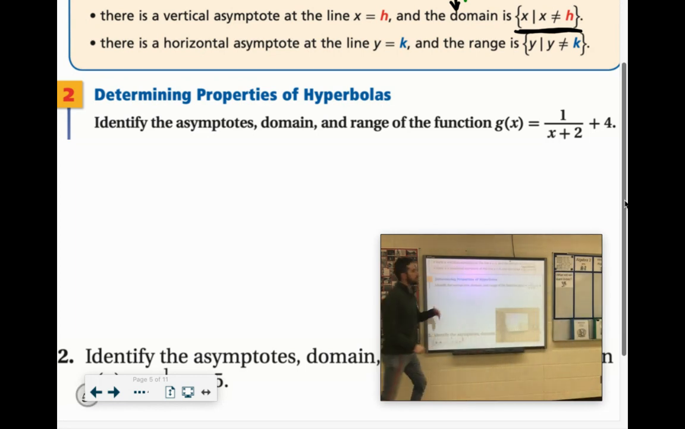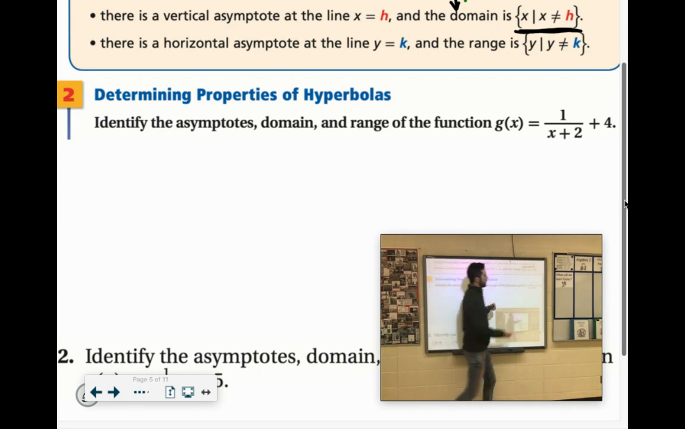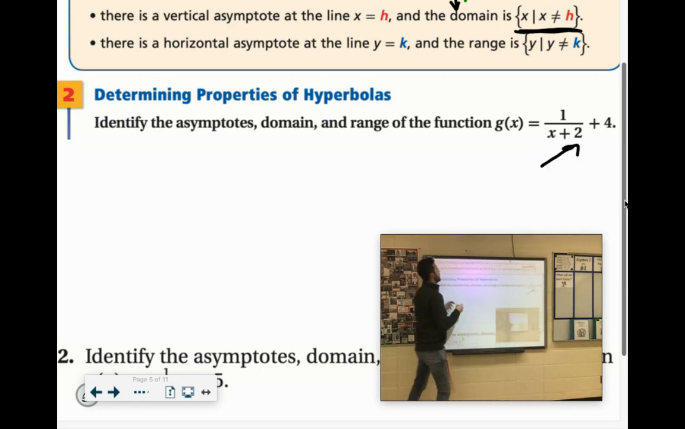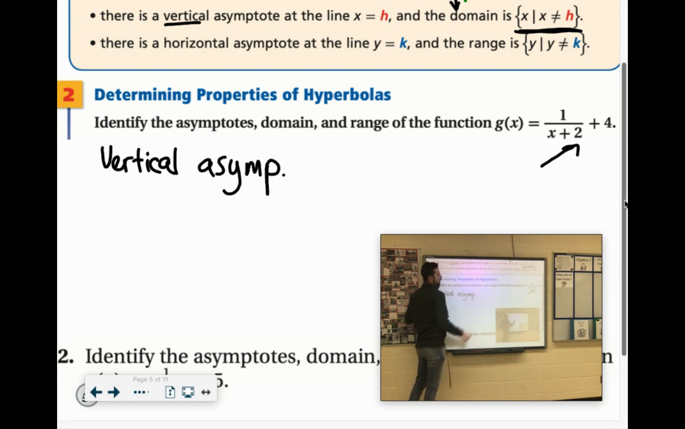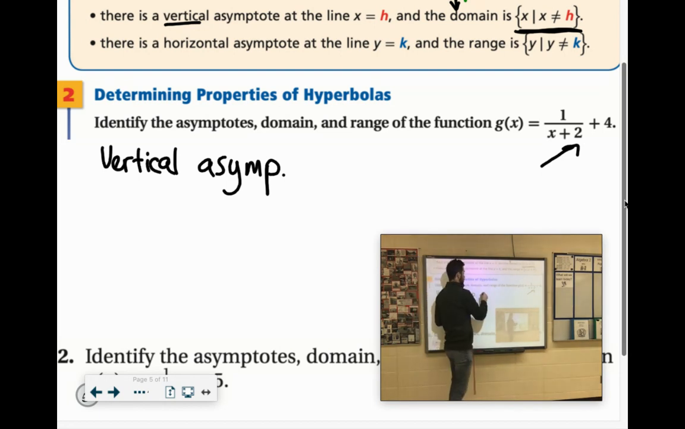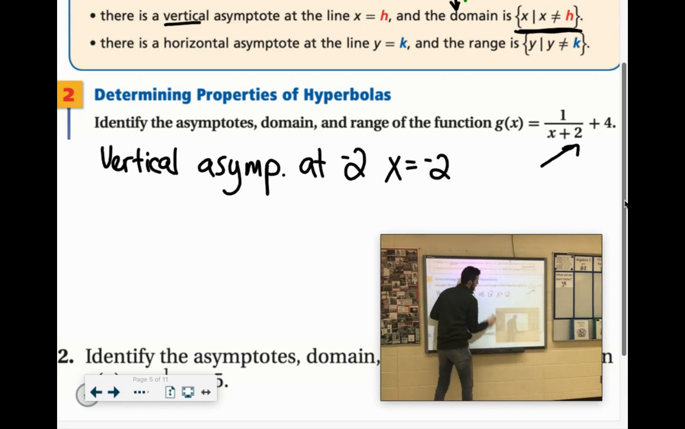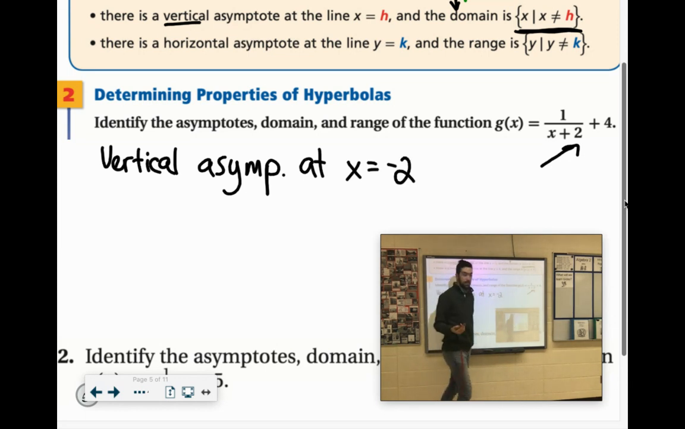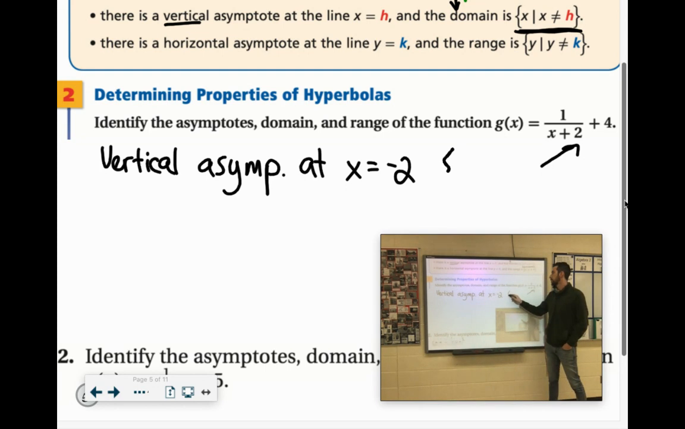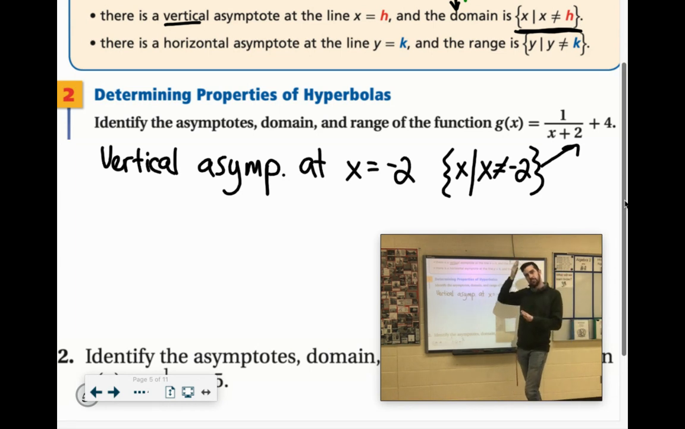For the asymptotes, remember the one with the fraction, that plus 2, affects our vertical asymptote. So the vertical asymptote is at negative 2, or x equals negative 2. For the domain, that means x such that x is not equal to negative 2, because that graph will never touch that negative 2 line.